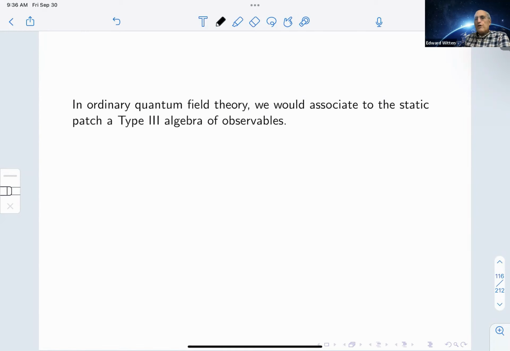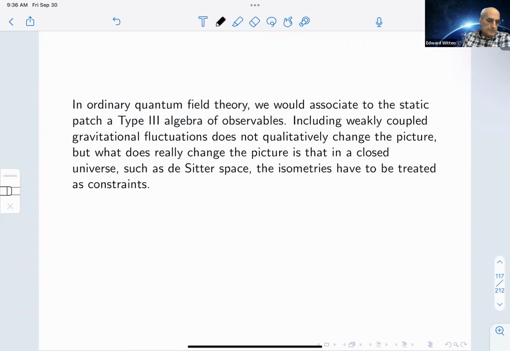Now, in ordinary quantum field theory, we associate to the static patch an algebra of observables, and as for any region in quantum field theory, it will be of type III. Including weakly coupled gravitational fluctuations does not qualitatively change the picture. We could include gravitational perturbations as additional modes in the definition of the Hilbert space, and we then include them in the definition of the de Sitter state, the Bunch-Davies state, and the algebra.